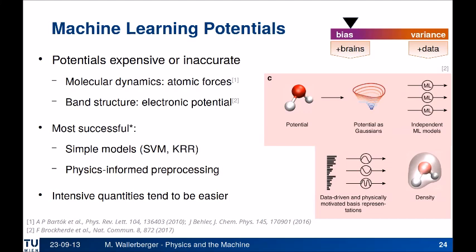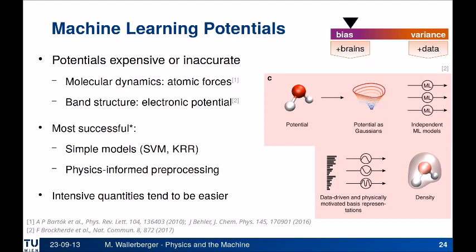It's machine learning potentials. And machine learning potentials means the potentials that your objects are moving in for many-body problems. So they're for molecular dynamics, that would be the atomic forces. So it's a classical simulation where you have the atoms moving around and they feel the forces of the other atoms. For band structure calculation, it's your electronic Kohn-Sham potential, the effective potential that the other electrons produce for your one electron.